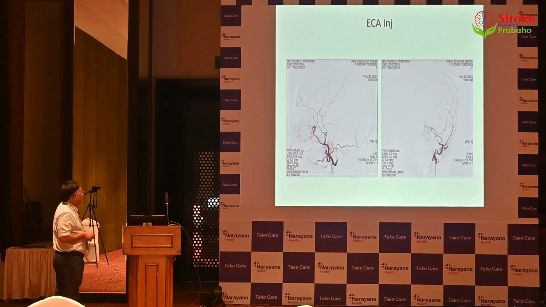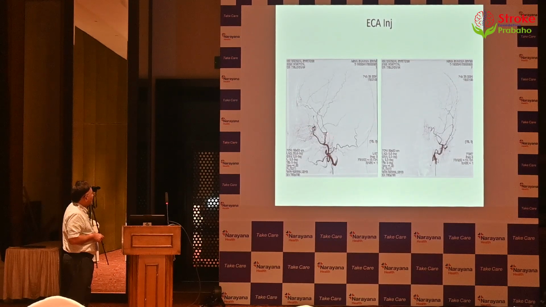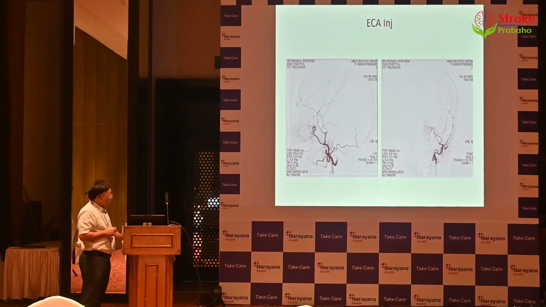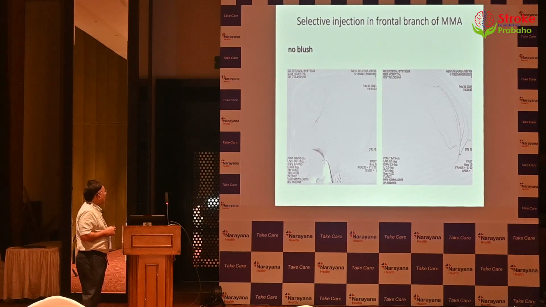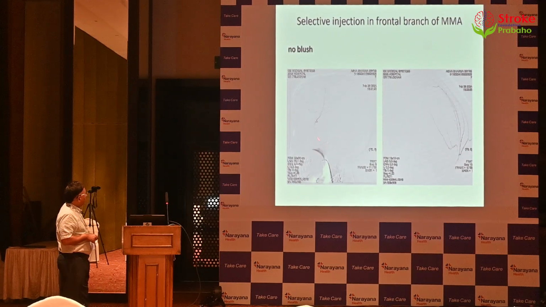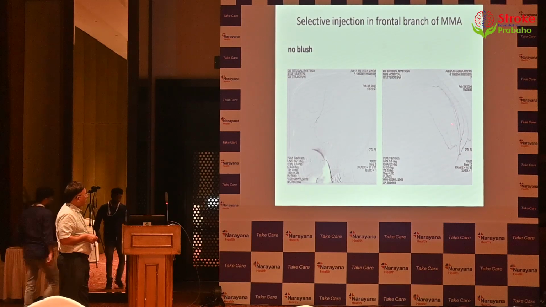And this is the external carotid artery injection. This is the middle meningeal artery, on the AP view. We placed our microcatheter in the middle meningeal artery. There is no origin of any transverse vessel here, no falcine artery. So this is the AP view.